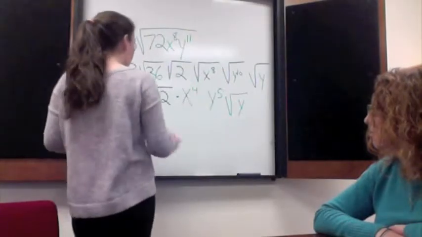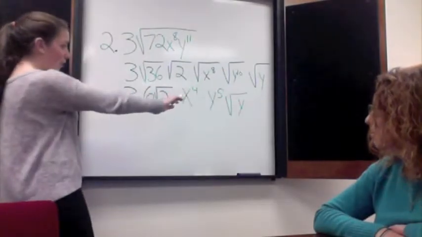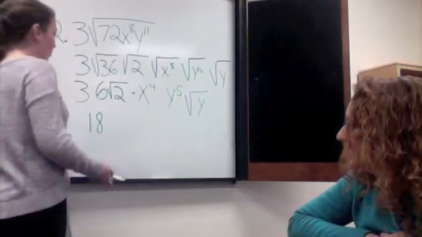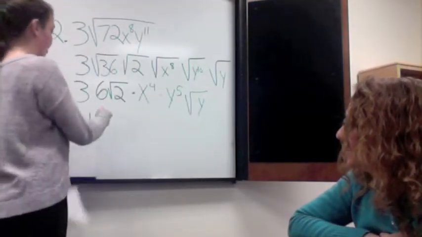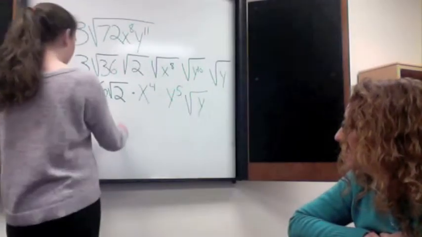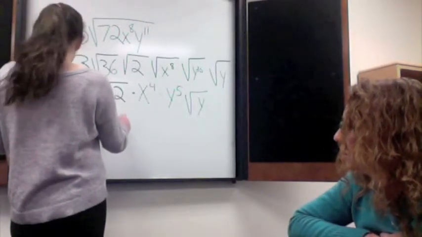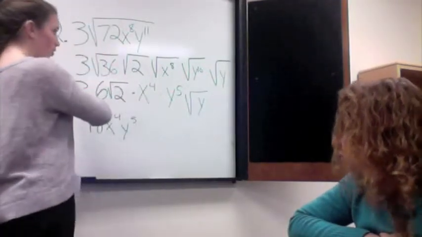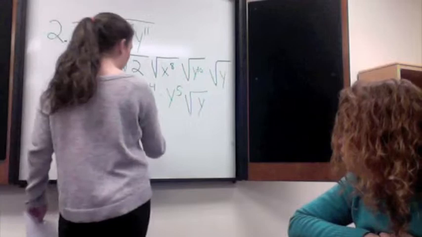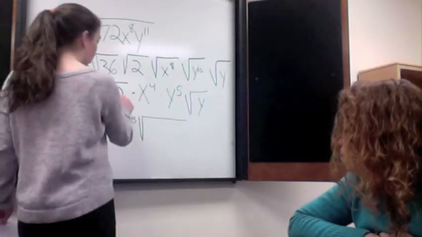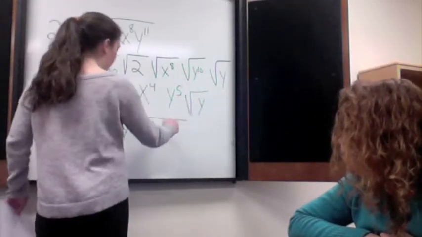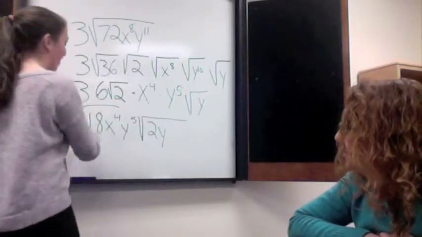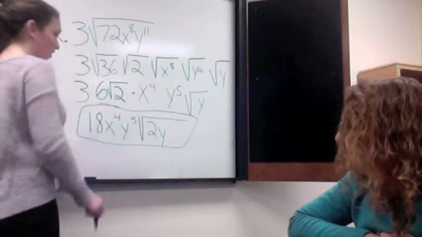Now, we take everything outside of the radical, so that would be this, this, this, and so now we do 3 times 6 is 18, x to the 4th, y to the 5th. So we're bringing all the things outside of the radical to one side, then rad sign, 2, and y. And there you have it! Your answer!